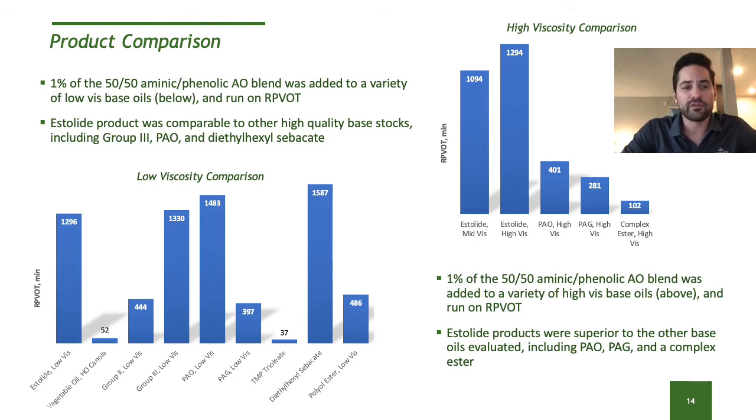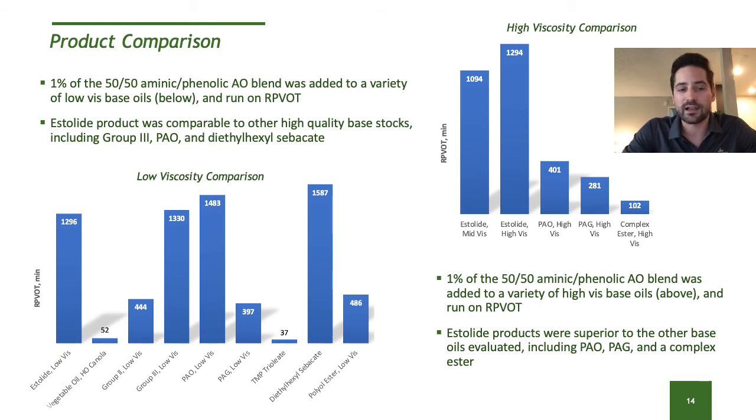So let's start with the low viscosity chart. You can see estolides are the column all the way to the left. So the first column at about 1,300 minutes. Next, you can see vegetable oil, which was a high oleic canola, which is pretty low, but makes sense considering they have the unsaturates present in the vegetable oil. Then we have group 2, group 3, low vis PAO, low vis PAG, TMP trioleate, again, which was relatively low, and that's because this is an unsaturated ester. The second to last here is diethyl hexyl sebacate, and the final one is a polyol ester.